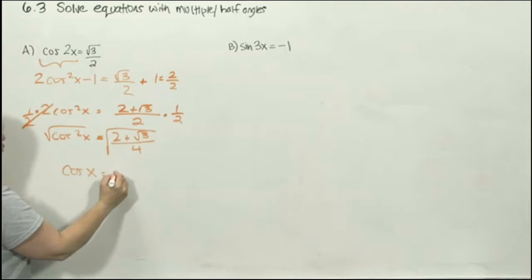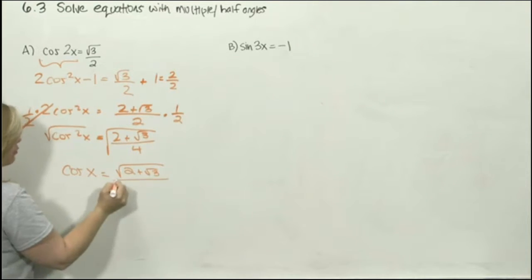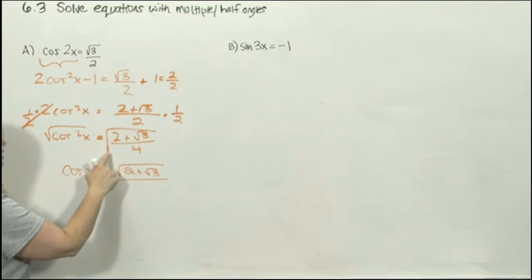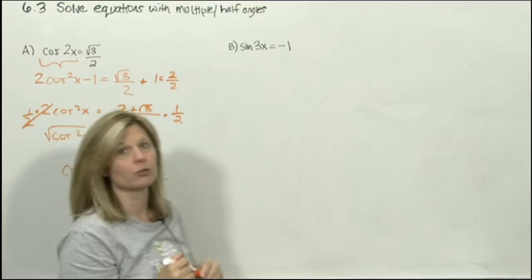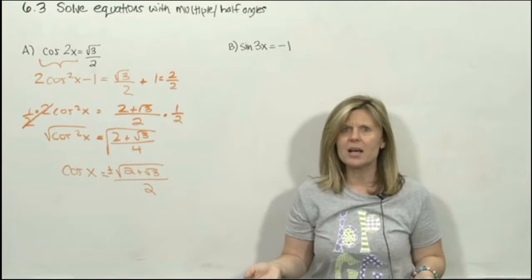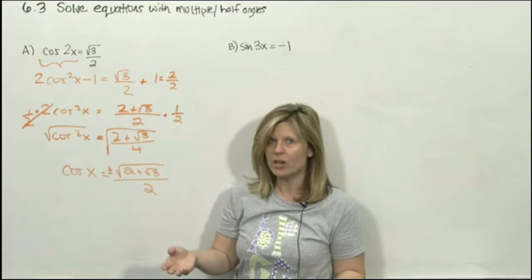We'd have to square root this fraction. Well, you can't square root the numerator, so you leave it as 2 plus square root of 3 in a square root. The denominator is square root of 4, which is 2. And we know every time you square root, you get 2 solutions. So you're probably saying, well, what's the problem, Miss Black? Well, here's the problem. Answer the question.